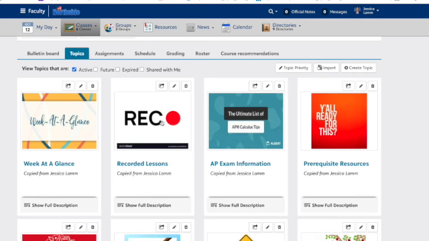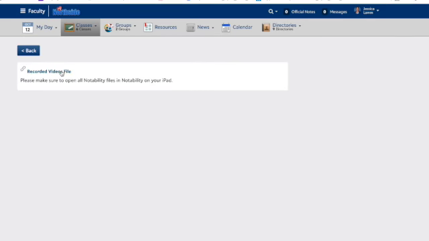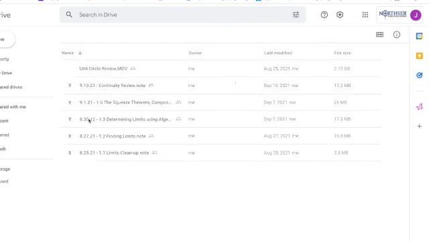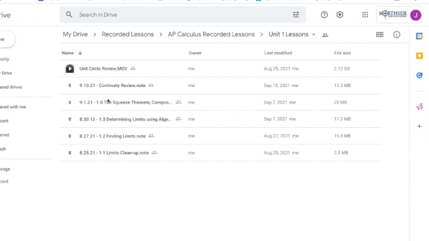If a student misses a class, all classes are recorded in Notability and available on my north side in the Recorded Lessons folder. Simply find the unit, the date that the student missed, and the corresponding lesson will be there. Most of the lessons are recorded in Notability, so they need to be opened in Notability and on their iPad.